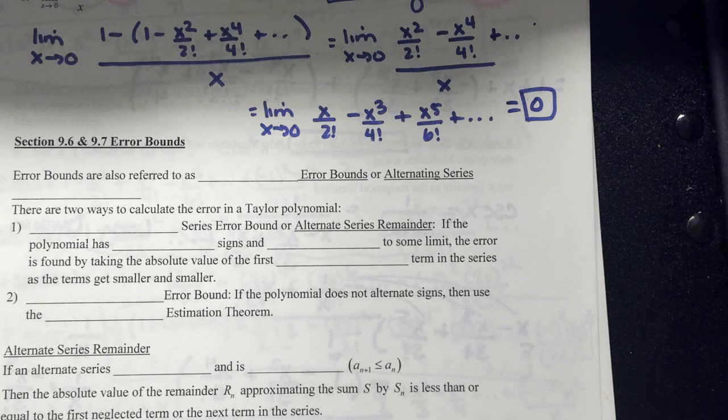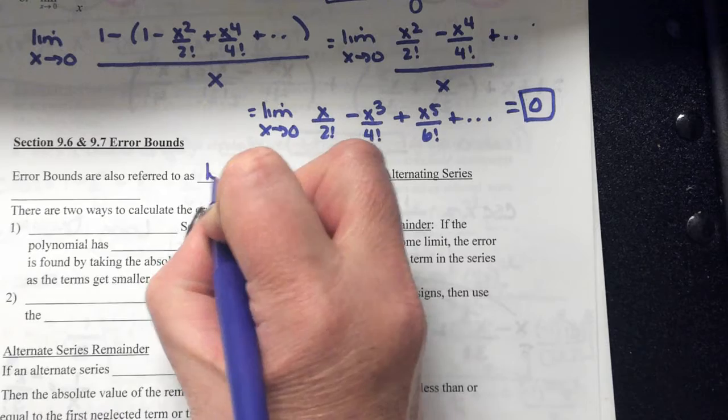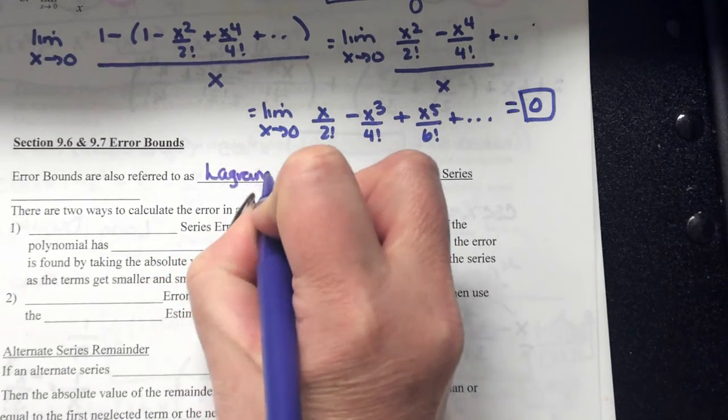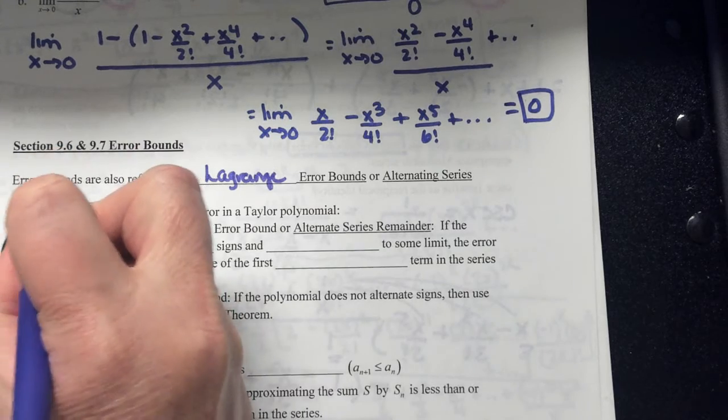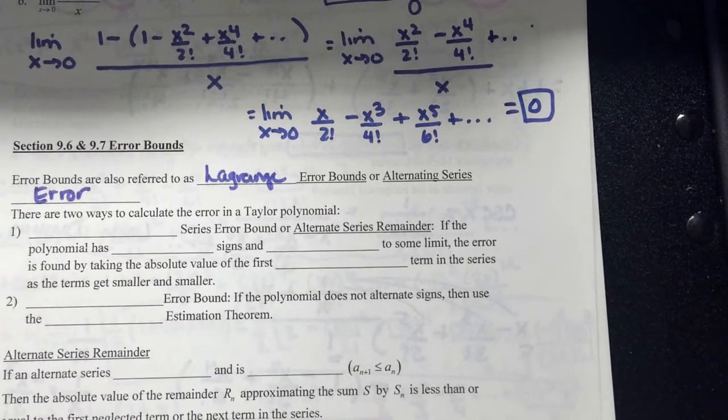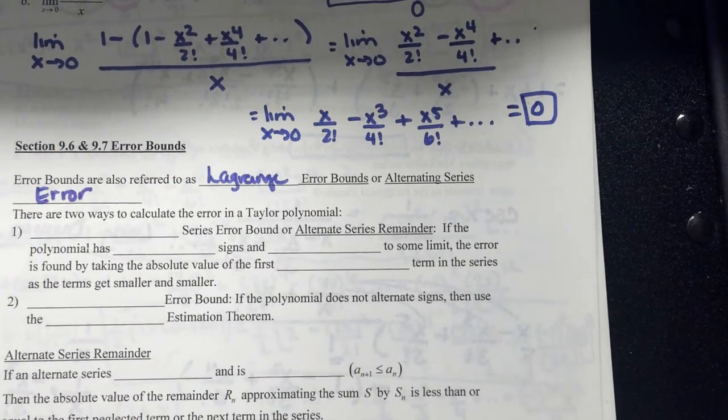About today. Error bounds are also referred to as the Lagrange error bounds or the alternating series error. So there are the two. So we've got the Lagrange error bound or your alternating series error.